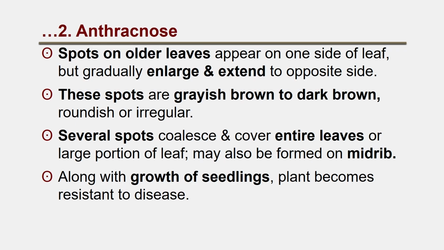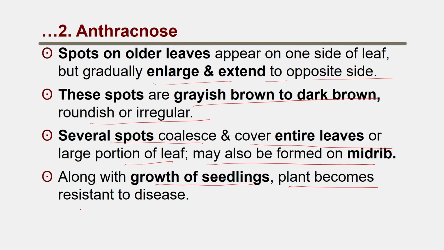Spots on older leaves appear on one side of the leaf, but gradually enlarge and extend to the opposite side. These spots are grayish brown to dark brown and roundish or irregular. Several spots coalesce. Coalesce means they merge into each other and then they become bigger in size and cover the entire leaf or a large portion of the leaf, and may also be formed on the midrib. And along with growth of seedlings, the plant becomes resistant to the disease.